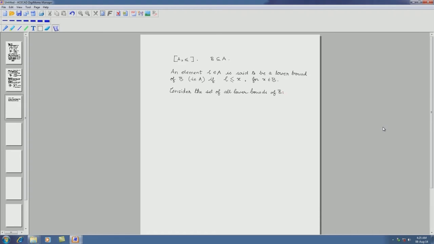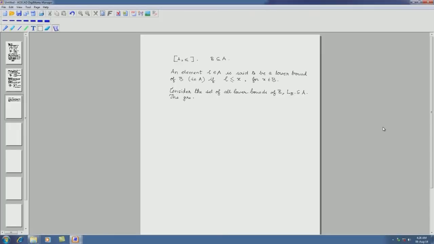Now, how do we name this set? Let us call this set L subscript B, which is of course a subset of A. Now, we will consider the case when L sub B has a greatest element. In case L sub B has a greatest element, the greatest element of L sub B is said to be the greatest lower bound of B in A, of course.